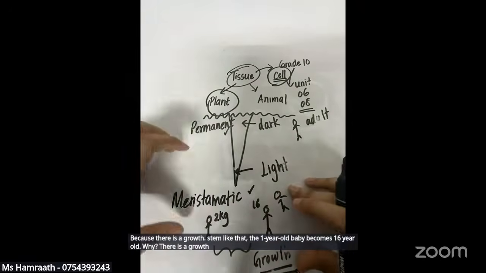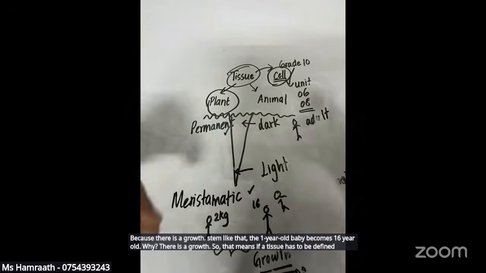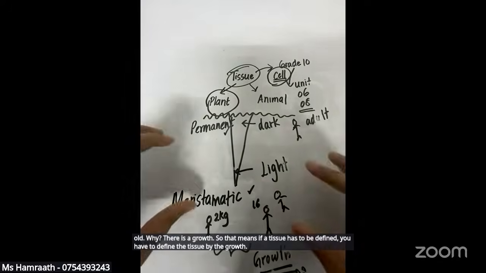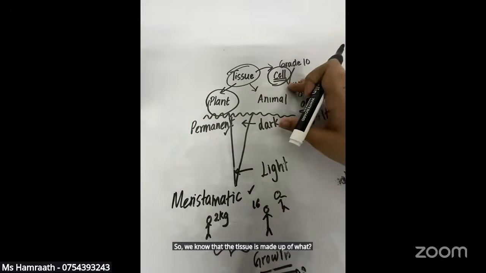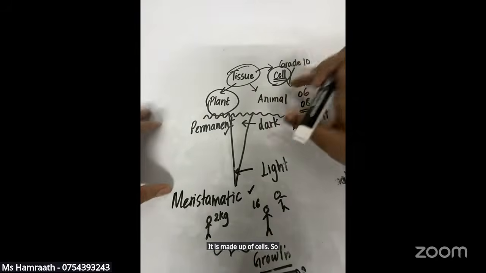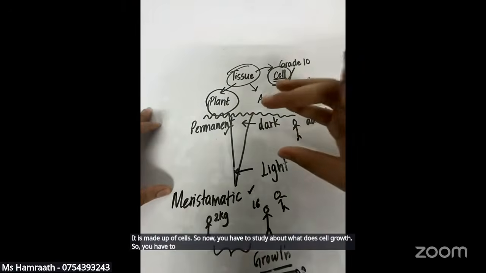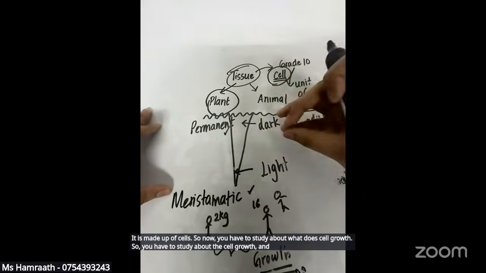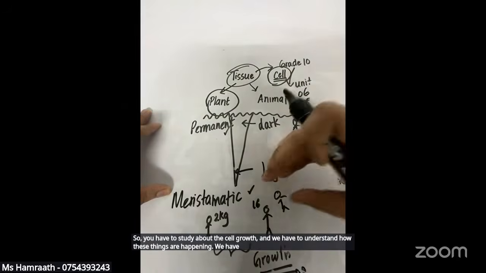So that means if a tissue has to be defined, you have to define the tissue by the growth. We know that the tissue is made up of cells. So now you have to study the cell growth, and we have to understand how these things are happening.